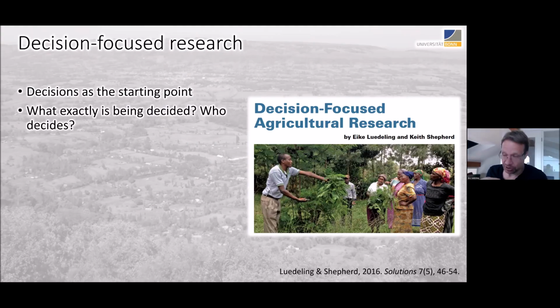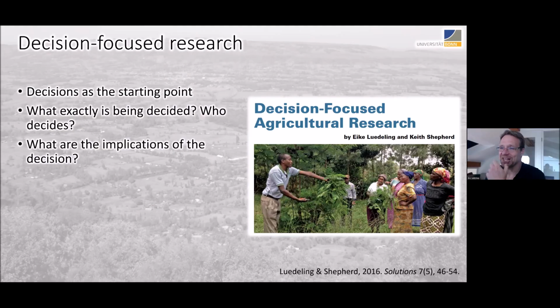Basically, we try to understand what exactly is being decided and who decides, and then we try to emulate that decision-making process. Then it's important to figure out what the implications are of the decision that is being taken. It's sometimes impossible to know this precisely, but there are always certain reasonable expectations we can formulate.